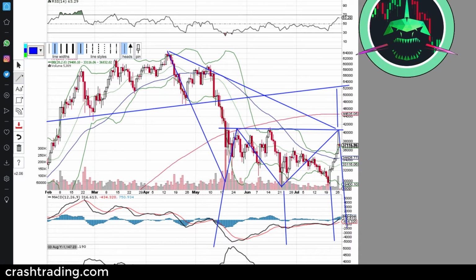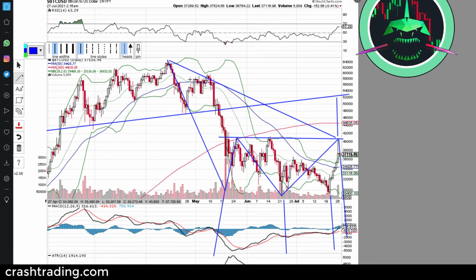I just gave you my definitive opinion. No wishy-washy, no it might go up, down, sideways, inwards, or outwards, right? As long as it's below 40,000, we're bearish. And if it's above 40,000, bullish up to 52,000, up to that neckline. It's that simple.